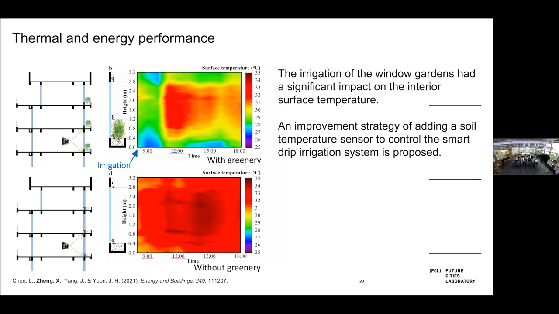And besides this, we proposed an improved strategy of adding a soil temperature sensor to control the smart irrigation system, which can guarantee a good cooling performance for the building facade, building envelope, because the previous study just focused on the window garden, greenery system, they did not pay attention to their influence on the buildings. Okay.